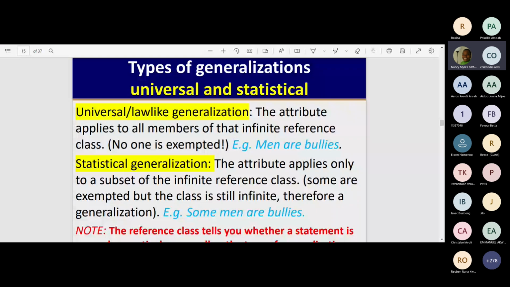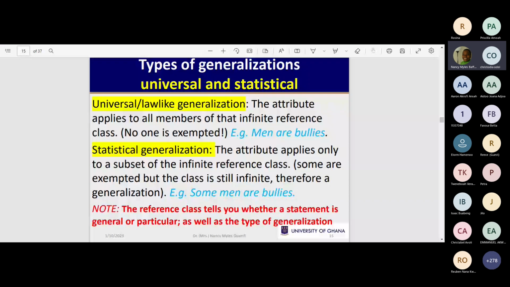But check, you can have another type of generalization, which is not universal, but it is statistical. That word, you have to eat biscuit in the morning before you say it. Statistical. Statistical generalization. Which one is that one? It means it will have an infinite reference class. No two ways about that, because it's a generalization. A class that potentially you won't ever finish counting.